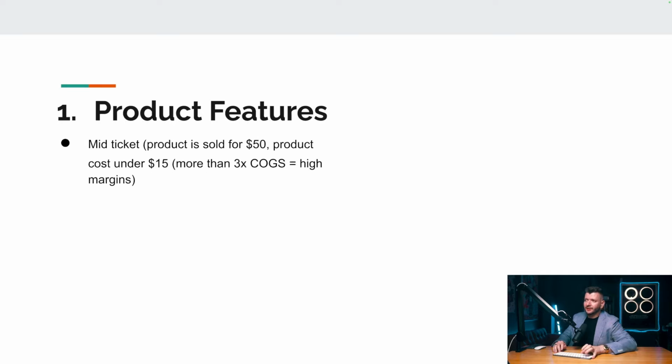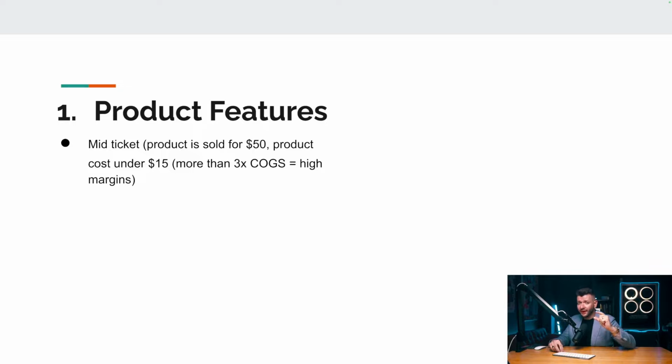All right, so number one is product. Product is something that a lot of people obsess about, like they're searching for this winning product everywhere. So product here is mid-ticket, product is sold for $50, product cost is under $15. You want to be selling products for more than 3x your COGS, which is cost of goods sold. If you're selling product, let's say for $50, but your cost is $25, $30, you only have $20 to acquire a customer. So your margin is very slim in that case.